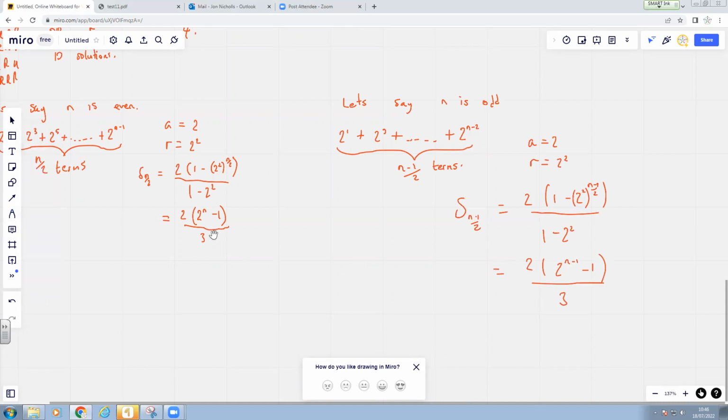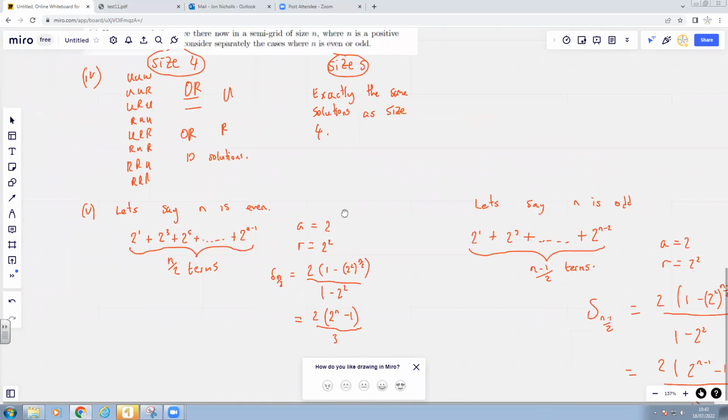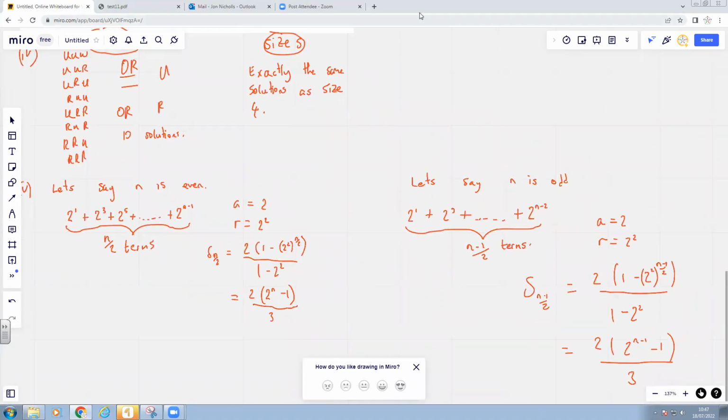So yeah, a little bit of a fiddle at the end there with counting the terms in the sequence. Be careful with that. That's the only thing I'd say about this question. I think it's the only bit where it gets a little bit difficult, but otherwise it should be fine.